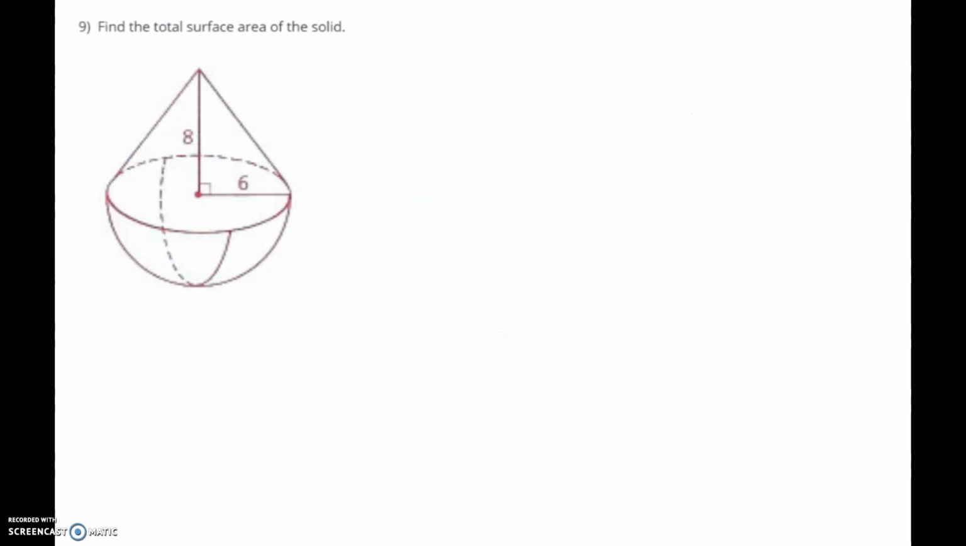Taking us to number 9. Number 9, we have a composite figure made up of a hemisphere and the outside of a cone, the lateral surface area of a cone. So our hemisphere, normally 4 pi r squared, well, we only have half of it, so we're going to change that down to 2 pi r squared. And then our lateral surface of our cone, if you recall, was pi r l.